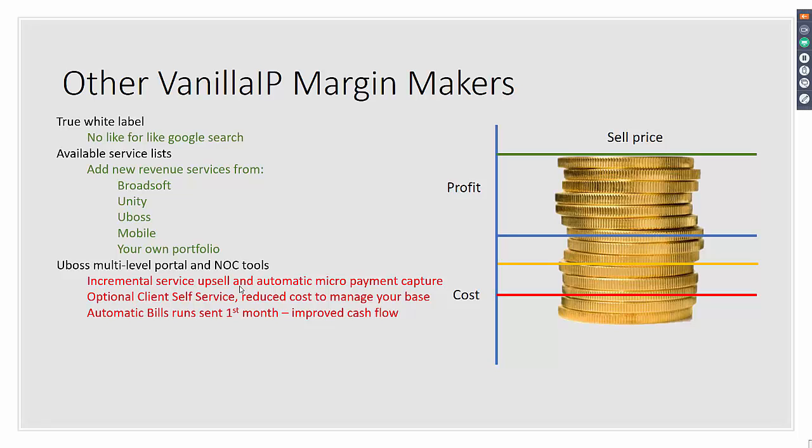And incremental services may be as simple as putting a £1 setup charge on a soft phone, so every time somebody self-serves a soft phone, you get £1 for doing nothing. That just goes in the margin column.